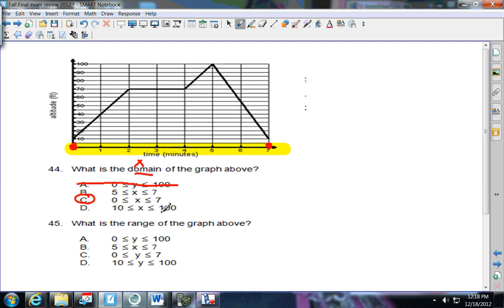The range. Range is the y. Automatically, I can cross out B because it says x. Now, the y, I'm looking right here. It's starting here at 0, and it's going all the way up to what number? Up to 100. So it's 0 to 100. You should get A.